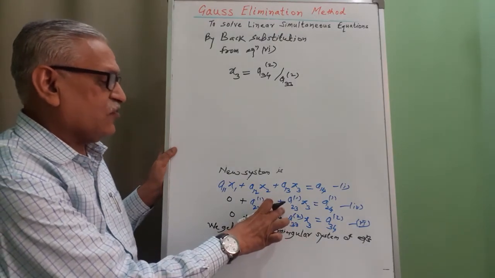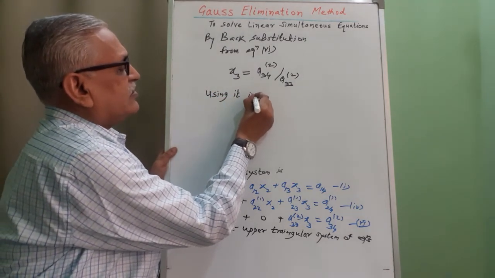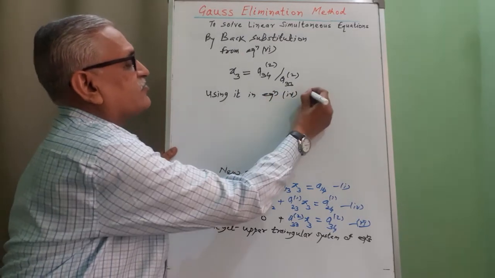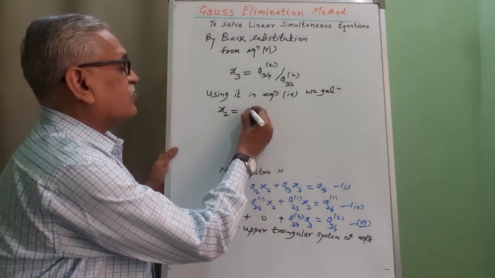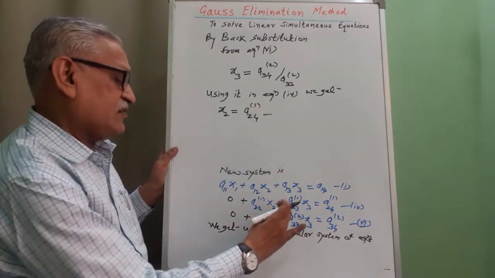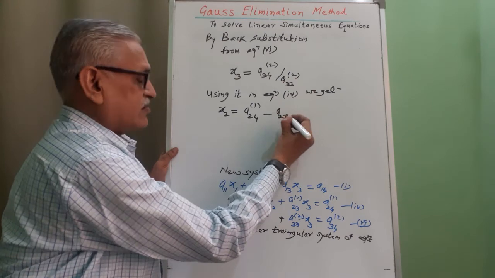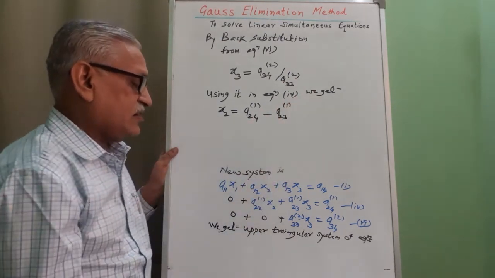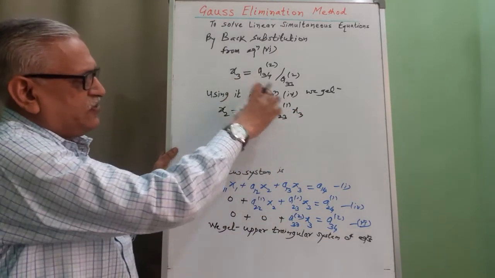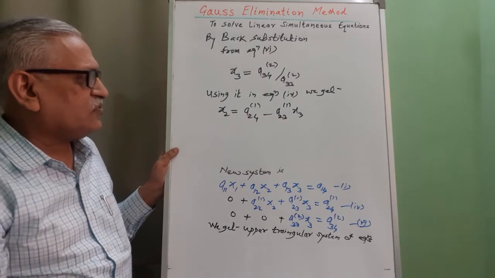Using this in equation 4, we get a22(1) x2 is equal to, transferring it to right hand side, a24(1) minus a23(1) into x3, whatever the value of x3 we put here, and subtract this to get the value of x2.